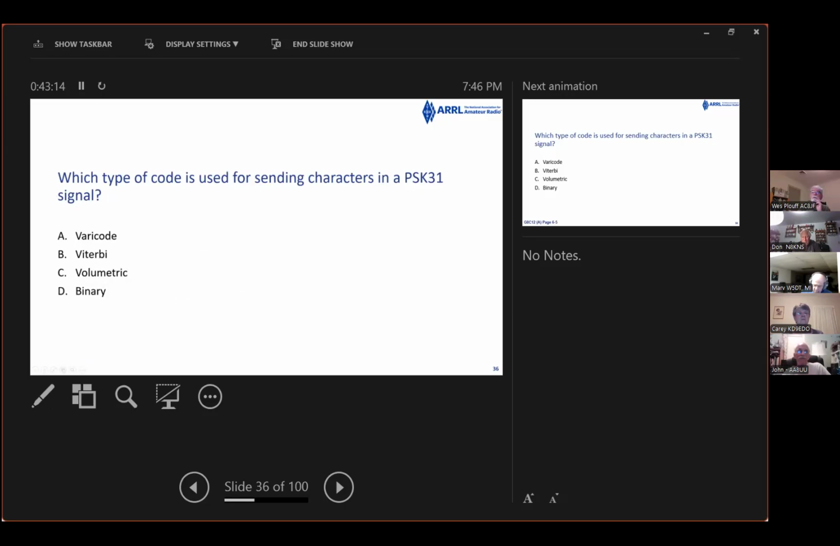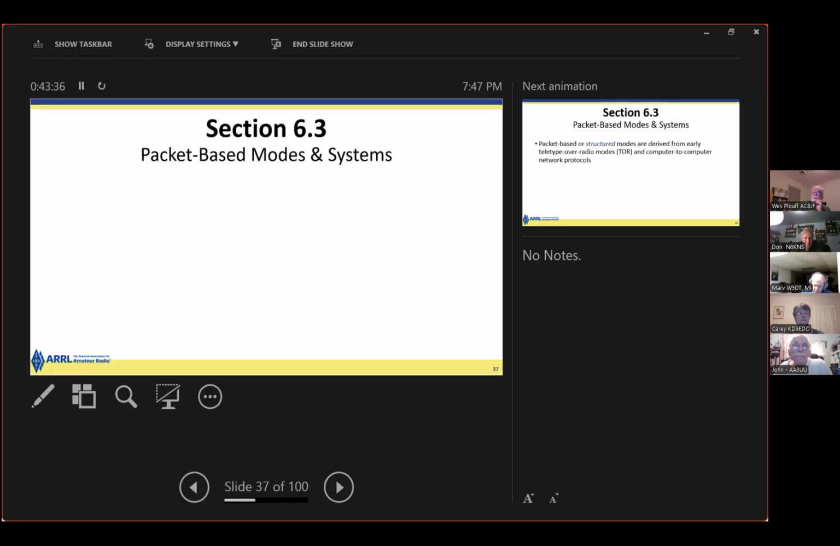What type of code is used for sending characters in a PSK31 signal? Varicode, Viterbi, volumetric, or binary? I was just talking about this. The varicode you were talking about. Yep, it's varicode. Yeah, I agree. That's right.